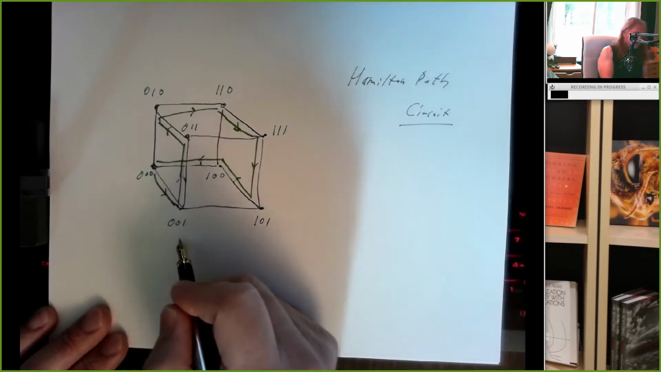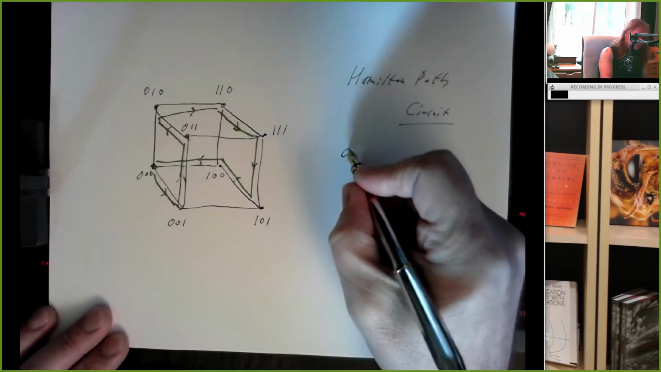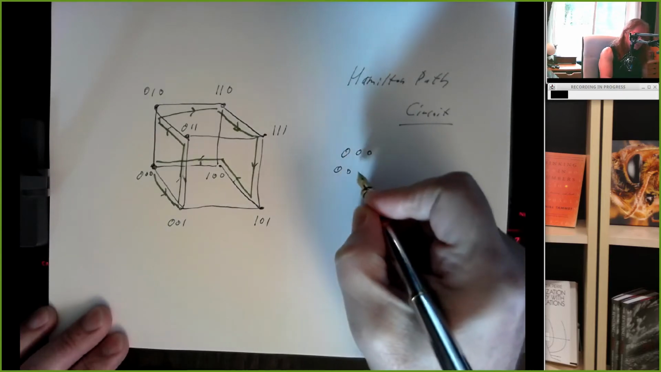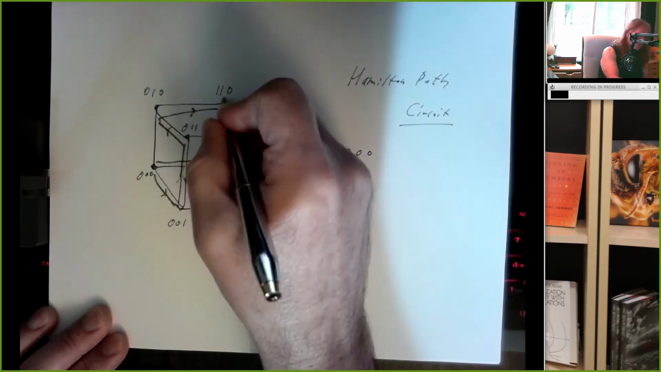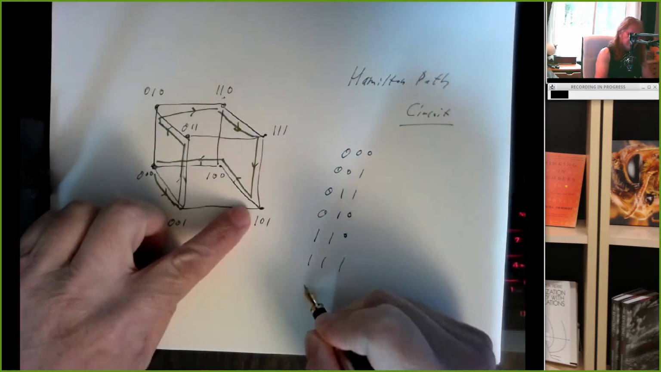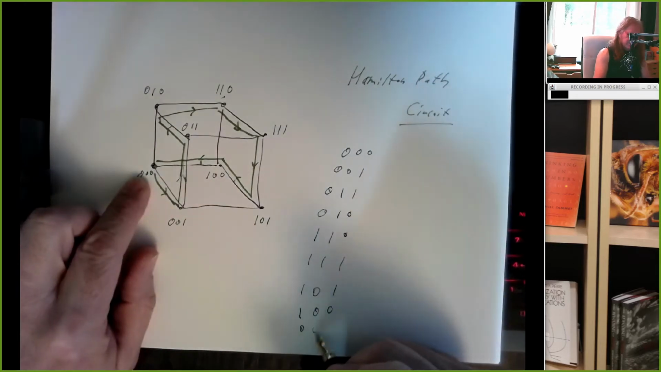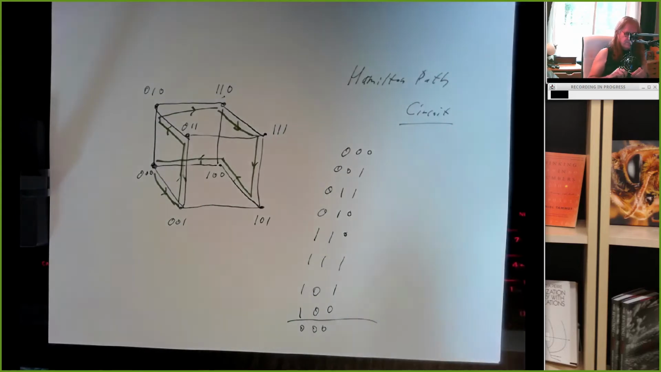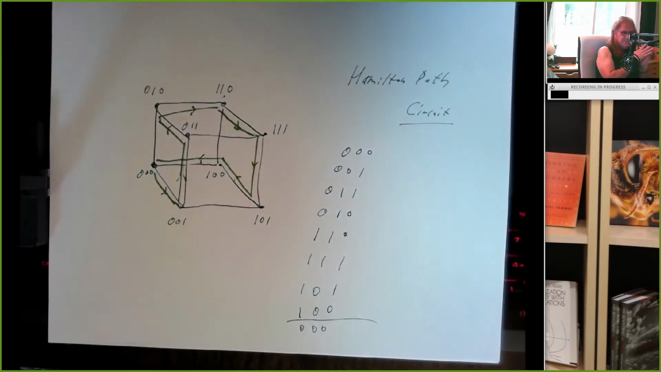And if we write down the vertices in the order that we get by following this Hamilton circuit, we get 000, 001, 011, 010. And then we cut over here to 110, 111, 101, 100, and then we go back to 000. And does anybody recognize this sequence?